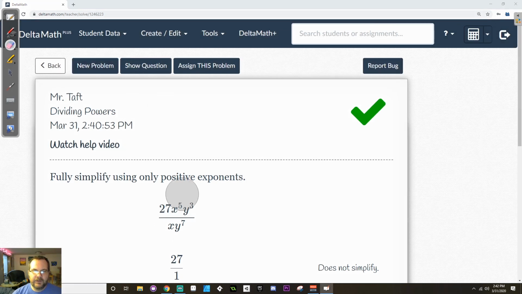Let's go through another example. You only have to do 5 for today. Tomorrow's assignment, you'll have more. So let's do a new problem here.